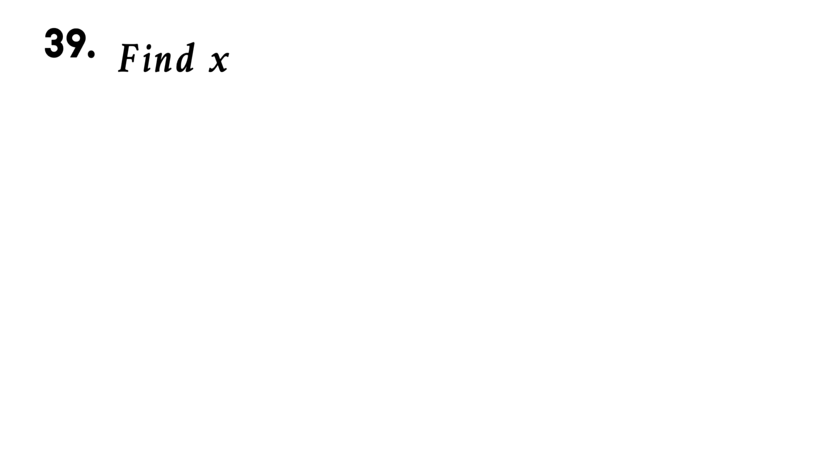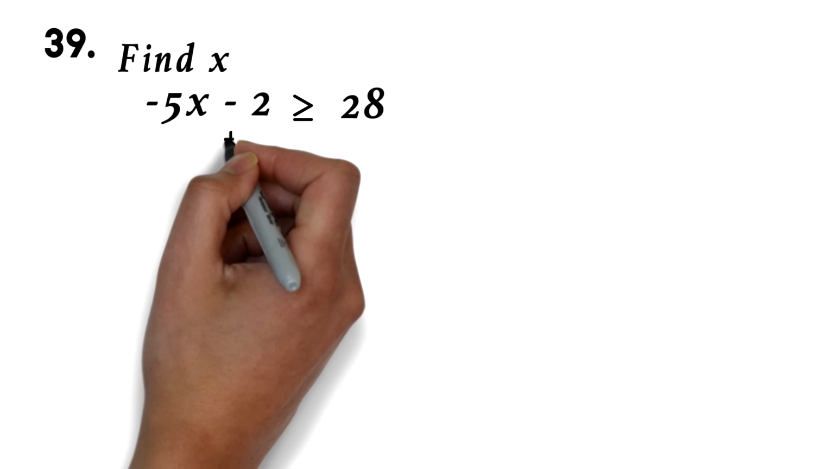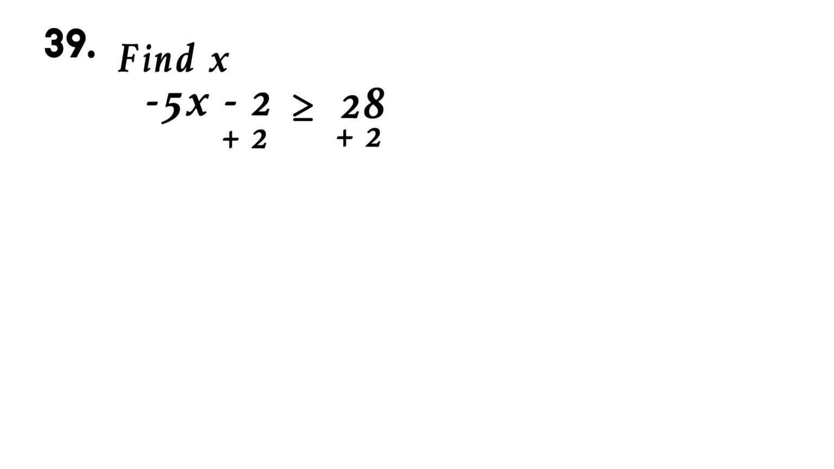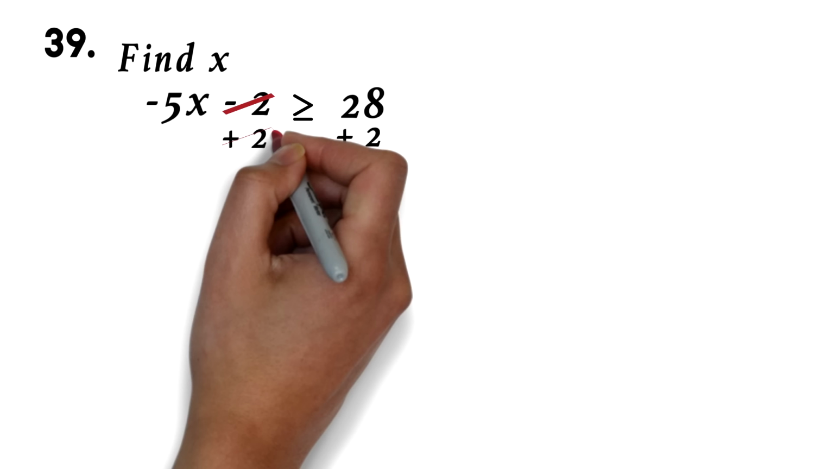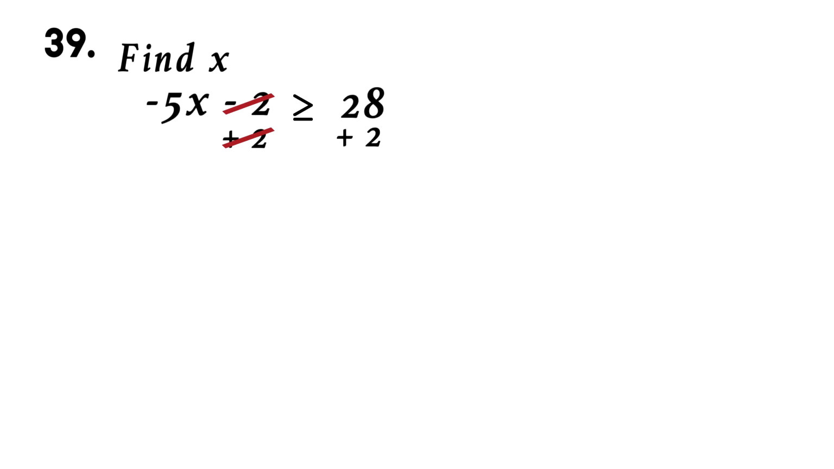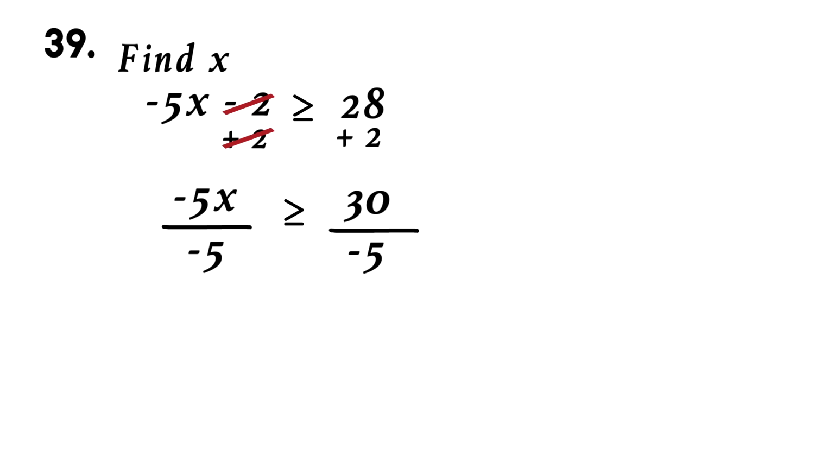Find x in the inequality negative 5x minus 2 greater than or equal to 28. Solving inequalities is just like solving equations. First, add 2 to both sides. This 2 will cancel out. 28 plus 2 is 30. Next, we divide both sides by negative 5.